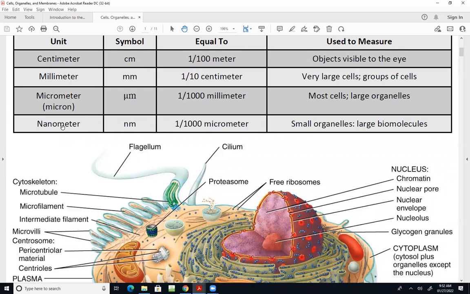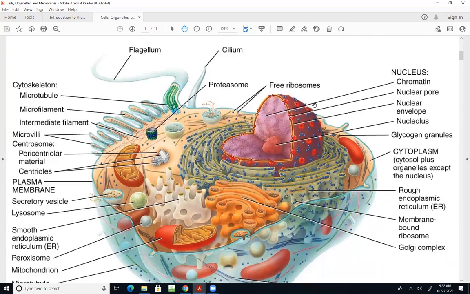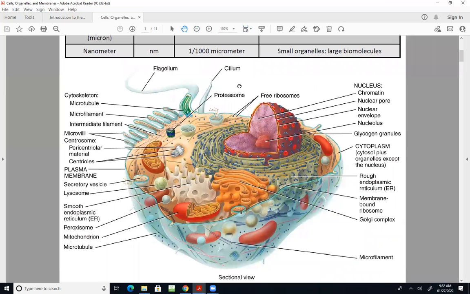And then smaller than that, tremendously smaller, are nanometers, abbreviated nm. There are 1,000 of those in one of these. So very, very small. So your smallest organelles and your larger biomolecules are going to be measured in nanometers. Now, speaking of organelles and biomolecules, you can see in our illustration here of the sectional view of a cell, hopefully some stuff that you recognize from previous classes.